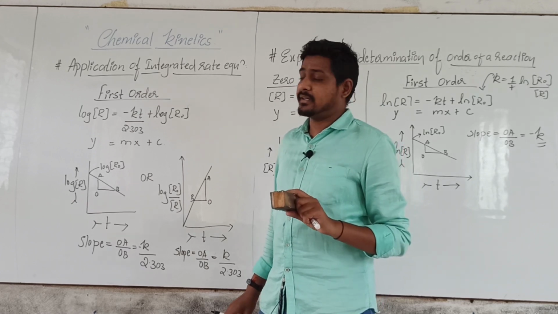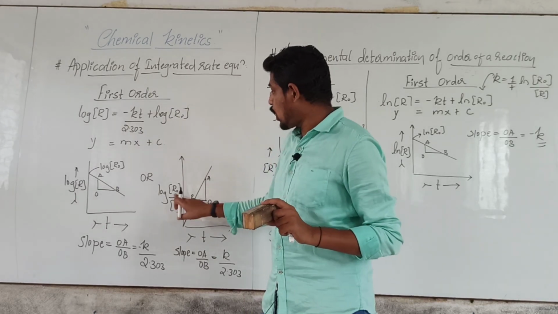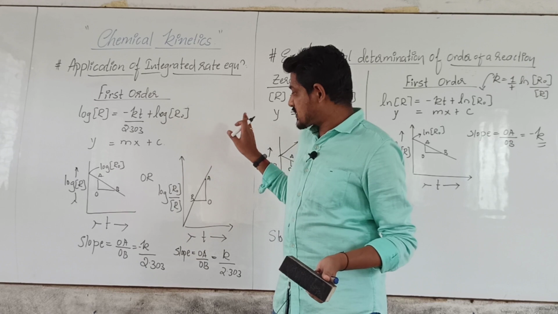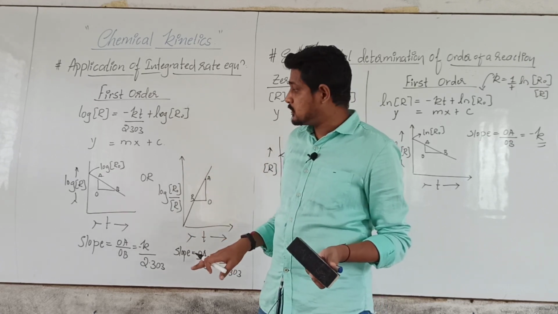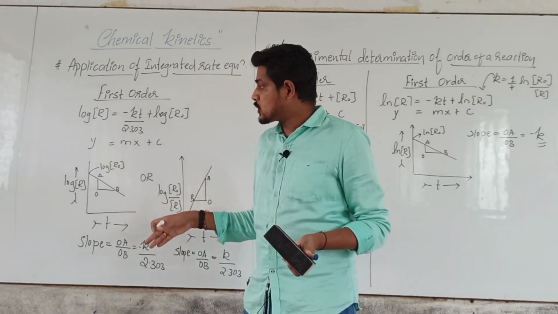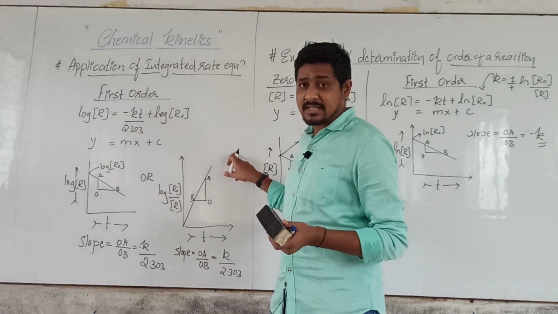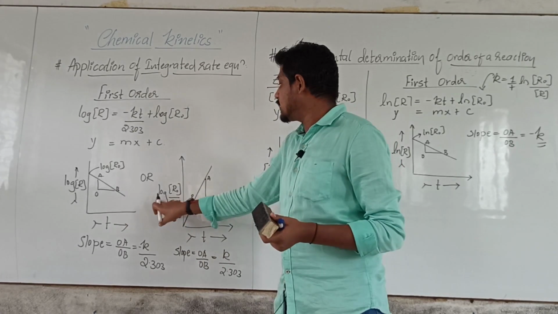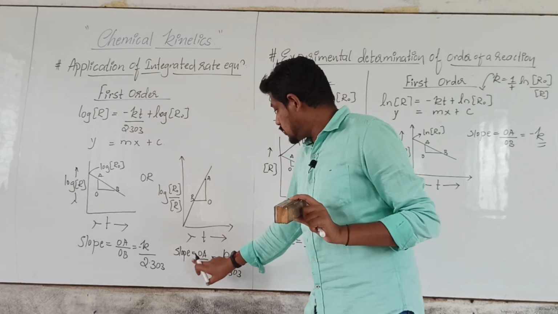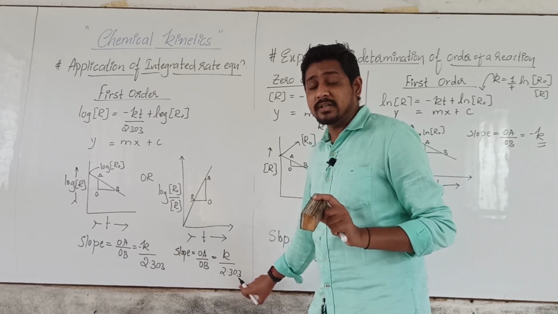Sometimes you can also write it like this, log of r naught by r. This term means the product. So the concentration of the product increases with respect to time. Here the concentration of r at t is going to decrease, so we'll get a negative line like this. But in terms of product, it will go on increasing, so we'll get a graph like this when it is log of r naught by r. Don't get confused. Here the slope value you will get in positive, k upon 2.303.